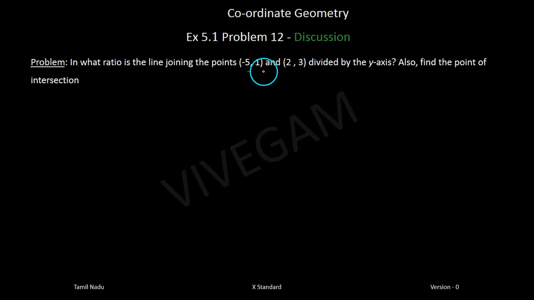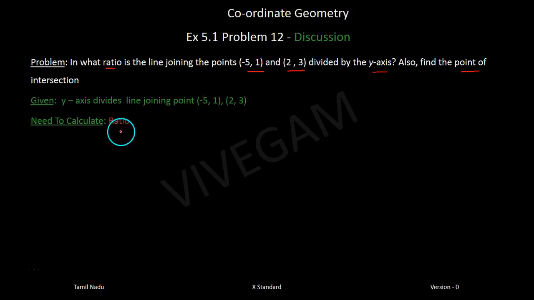So these are the points and the y-axis is actually dividing. Y-axis is dividing means if P is the point which divides, the x-coordinate of P is 0. Then we are asked to find the ratio and the point of intersection, which we need to calculate. Let's list it out. So the y-axis divides the line joining points (-5, 1) and (2, 3). We are asked to find the ratio and the point of intersection. I've missed that, please write that.